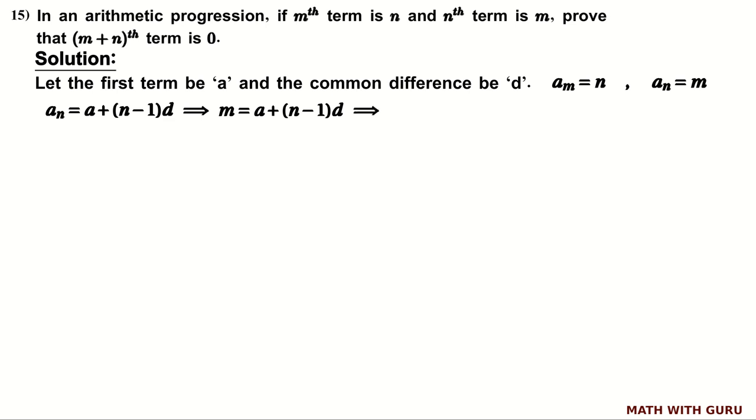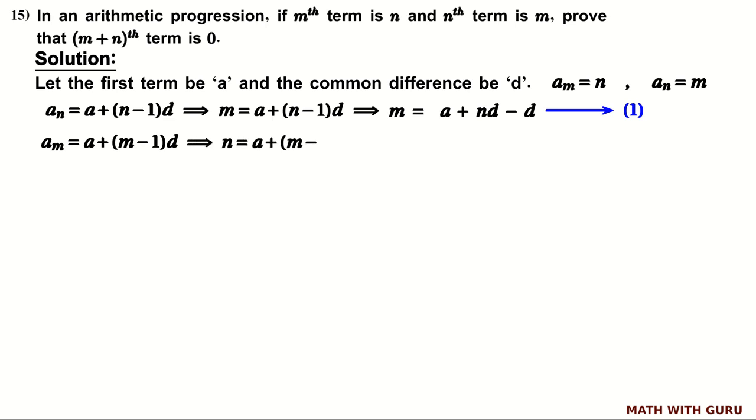Let us open the brackets. M equals a plus nd minus d. Take this as equation 1. Similarly, am equals a plus m minus 1 into d, but am equals n. N equals a plus m minus 1 into d. Let us open the brackets. N equals a plus md minus d. Take this as equation 2.